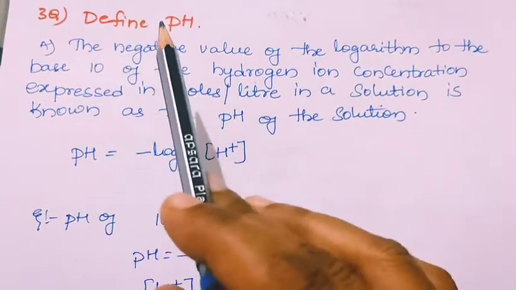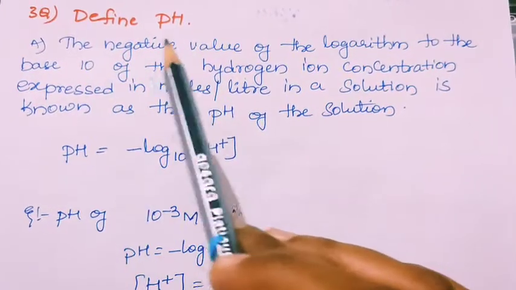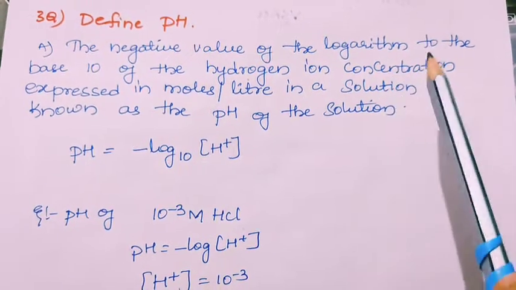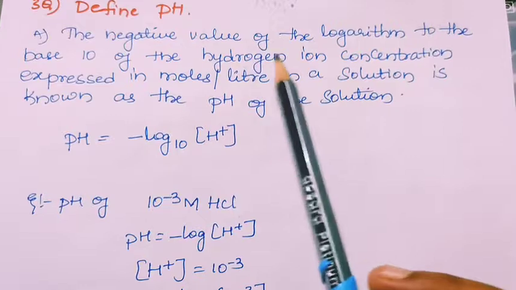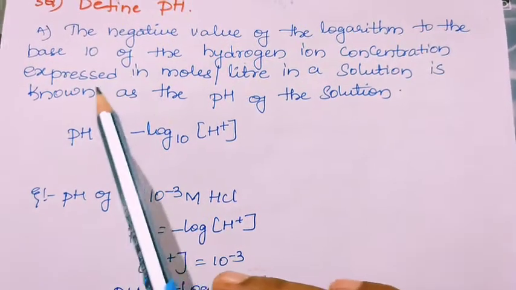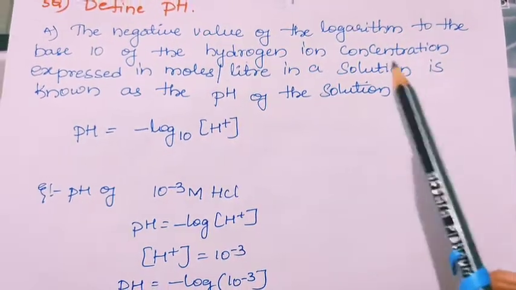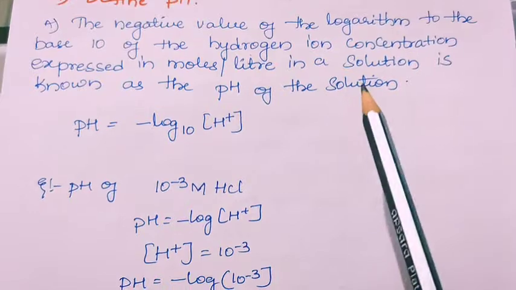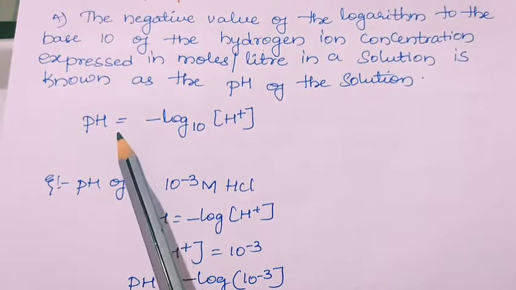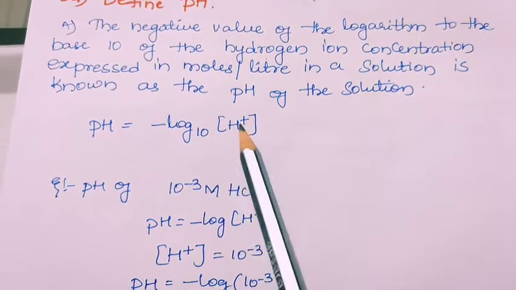Next question is, define pH. pH is the negative value of the logarithm to the base 10 of the hydrogen ion concentration expressed in moles per liter in a solution, known as pH of the solution. So pH is given by minus log 10 H plus.